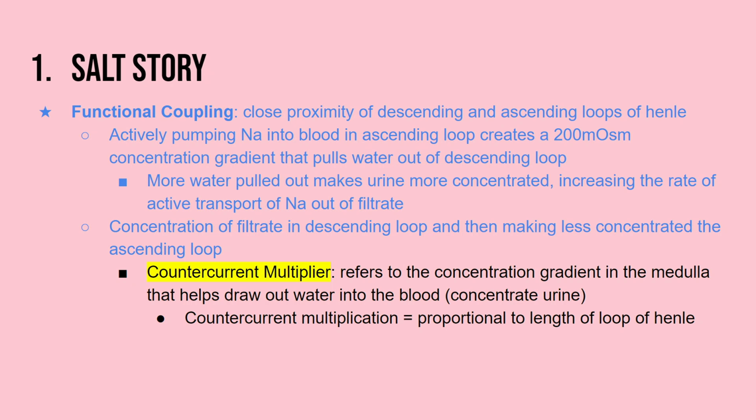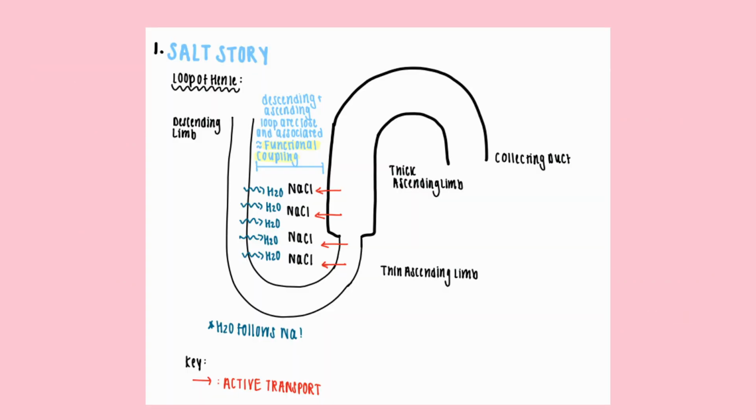And then that active transport of sodium out allows water from the descending loop to come out, which will make more sense in a second, which helps concentrate the urine. This is also a form of a countercurrent multiplier, which means that we're helping the concentration gradient be maintained in the medulla. We'll talk about that more later.